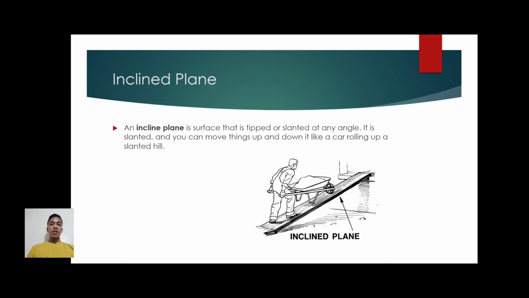Next is the inclined plane. An inclined plane is a surface that is tipped or slanted at any angle. It is slanted and you can move things up and down, like a car rolling up a slanted hill.